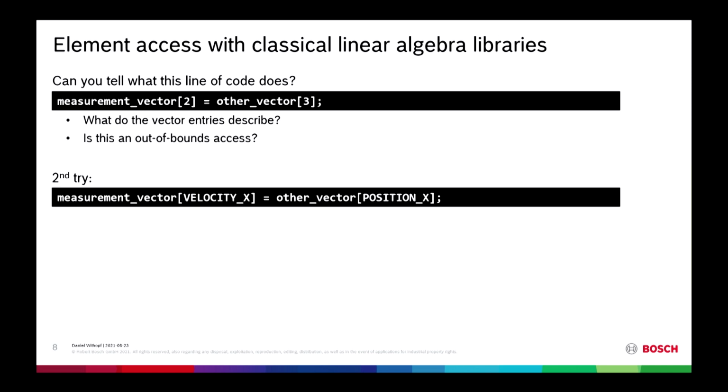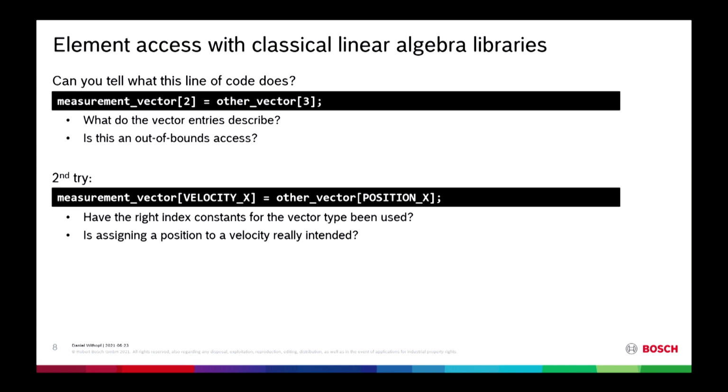Then maybe the user rewrote the code and tried to make it a little bit better, a little bit more expressive. And now we have code like this. So we're accessing other vector at position x index and assigning it to measurement vector at velocity x index. Now again, I have two questions for that code. First of all, have the right index constants for the respective vectors been used? Because there's no guarantee that position x is actually meant for other vector and velocity x is meant for measurement vector. These are probably enumerator constants, but we have no guarantee that they're actually meant for these types.